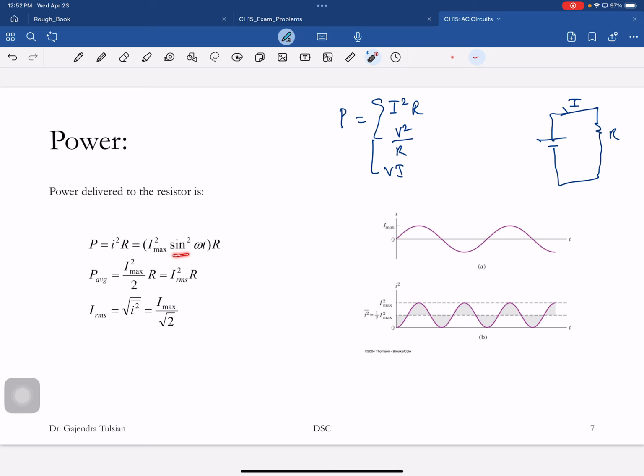You can see that this is sine squared theta. The instantaneous power is varying like this. What is the frequency of the signal that you're getting out of the wall? You should know. It's an AC source. You're getting a 60 hertz signal, 60 cycles per second.